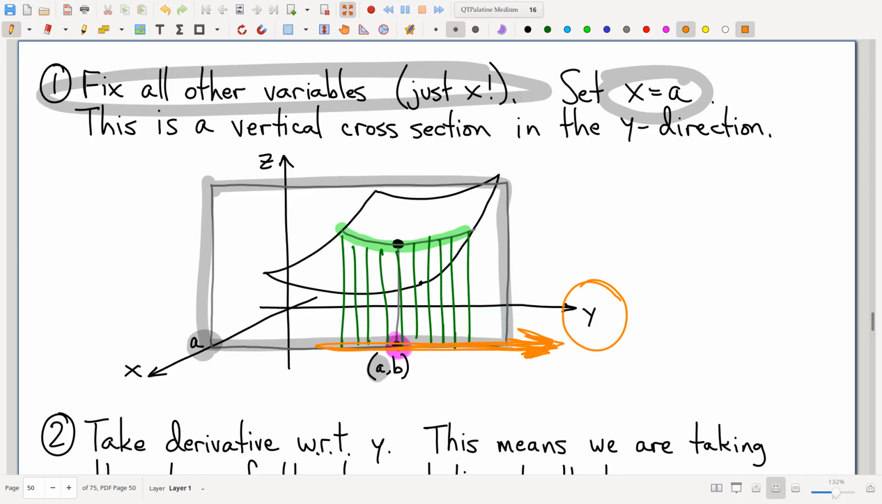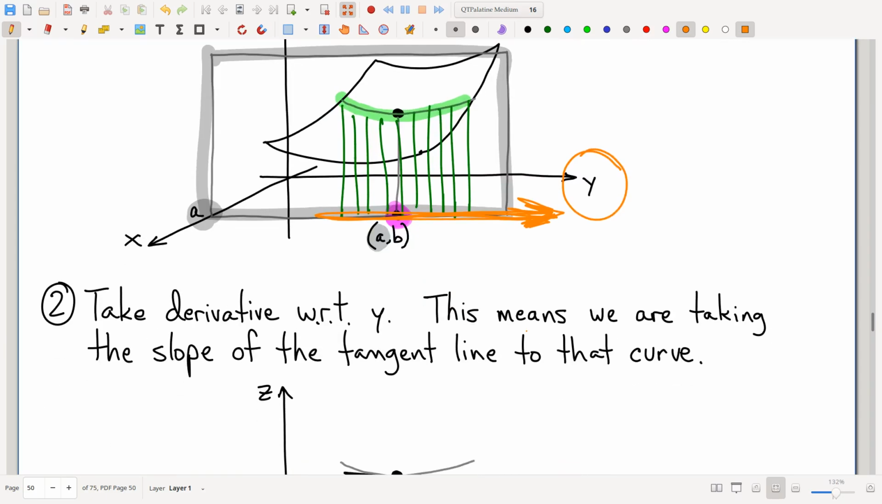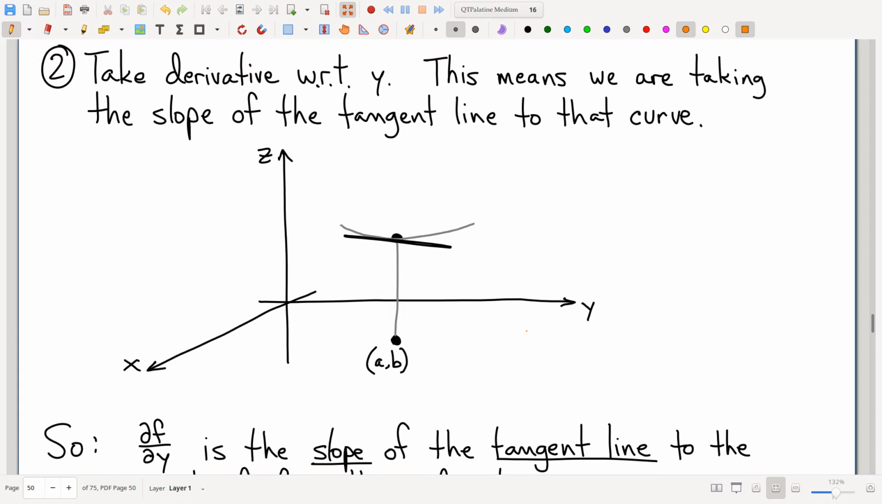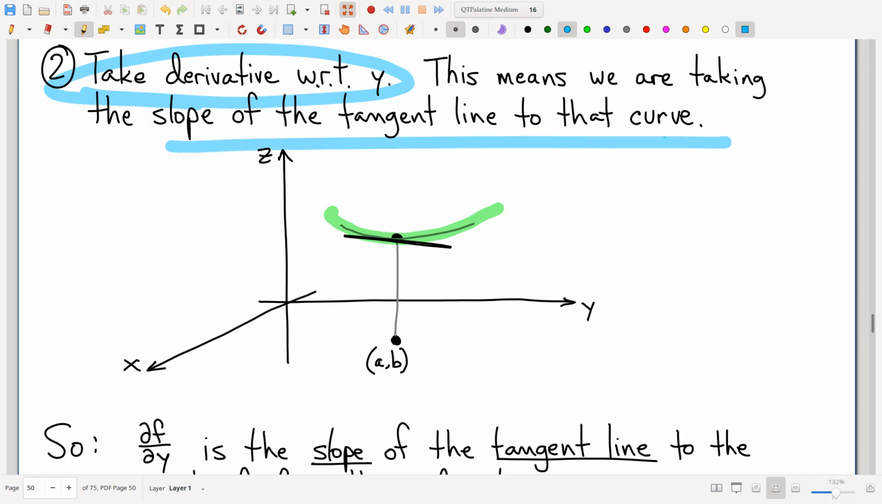Okay, second step, take the good old-fashioned regular single variable derivative of that new graph. And there's nothing to it here. We already have that the derivative of a single variable function, derivative with respect to y, is the slope of the tangent line. Boom, done. That's what the partial derivative is. The partial derivative is the slope of this tangent line to this cross-section of the original graph.